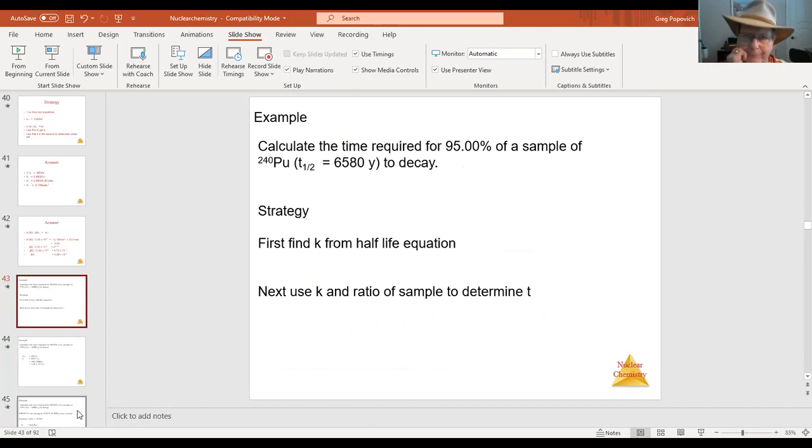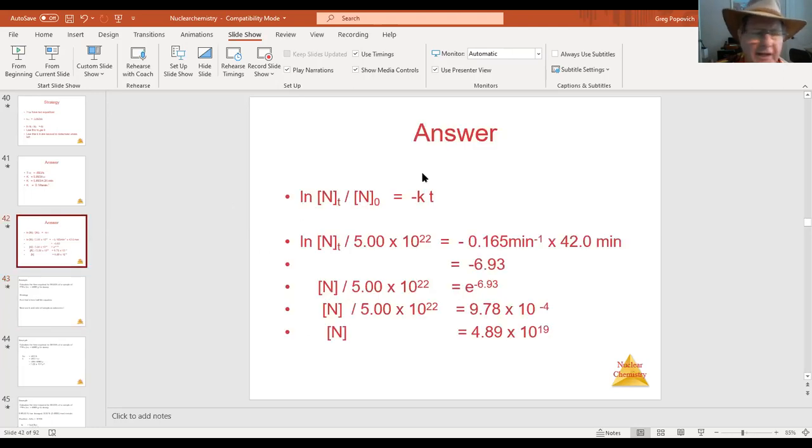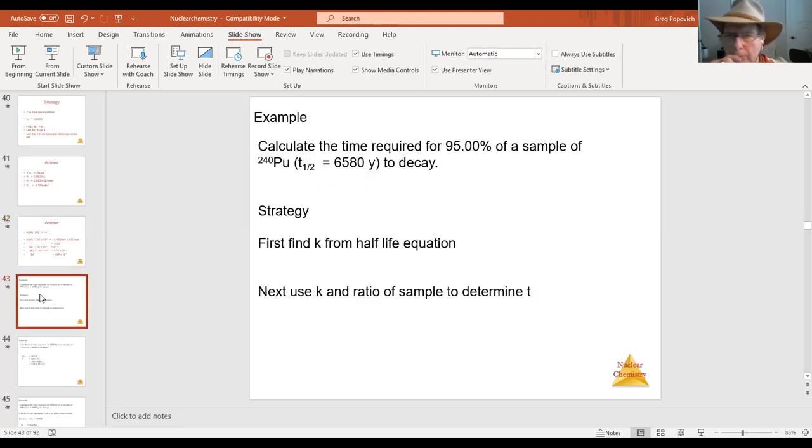Calculate the time required for 95% of a sample to decay, and I give you the half-life. Note, in the first question, I was asking you how many nuclei were left. In this question, I'm solving for time. And there is a trick here. First of all, I'm going to find k from the half-life, just like I did before. And then I'm going to use k and the ratio of the sample to determine t. But there is a trick.